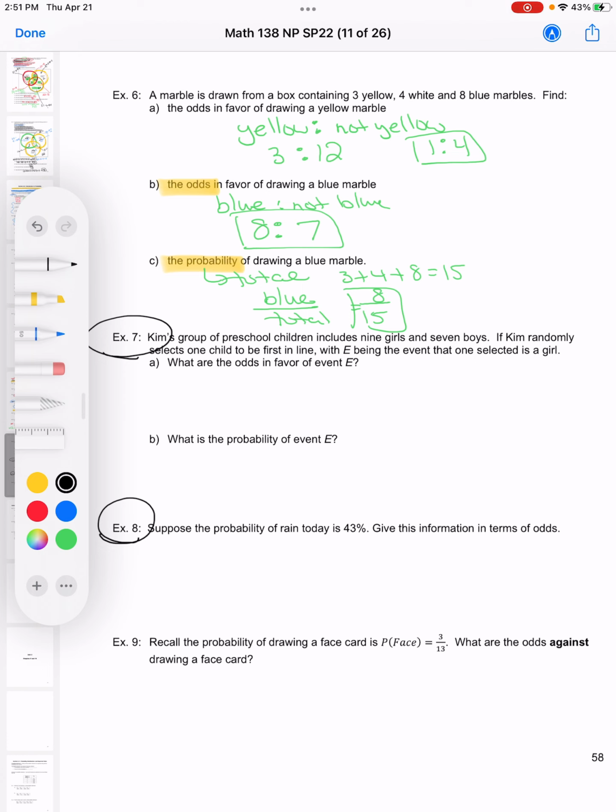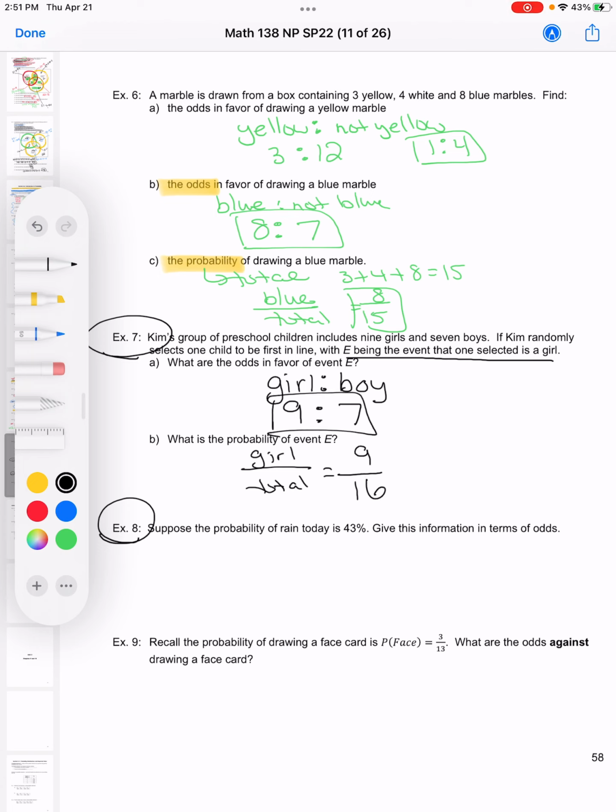All right. So the odds in favor of event E is selecting a girl. So that's going to be a girl to the boys. So there are 9 girls and there's 7 boys. Probability is going to be girl to total. There are 9 girls and there's 16 total. So make sure you know the difference between those odds and probabilities.